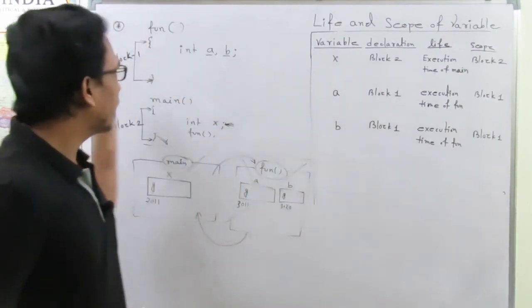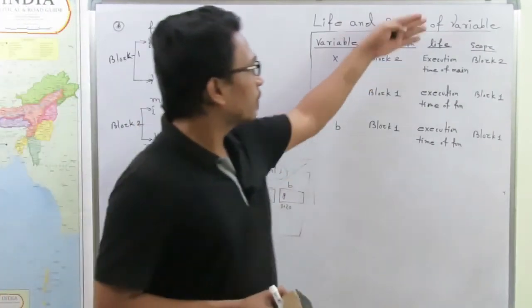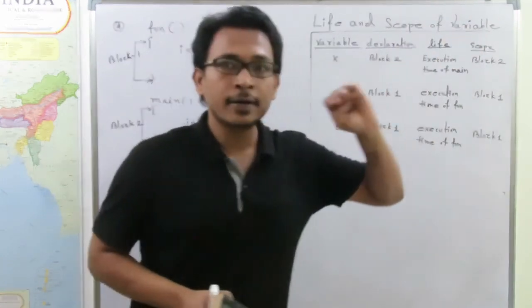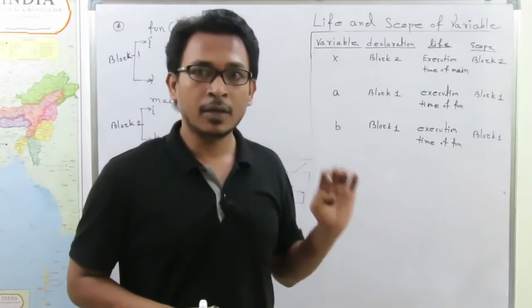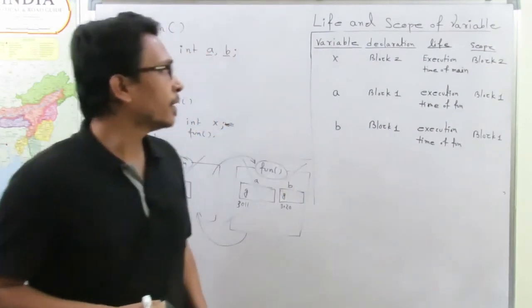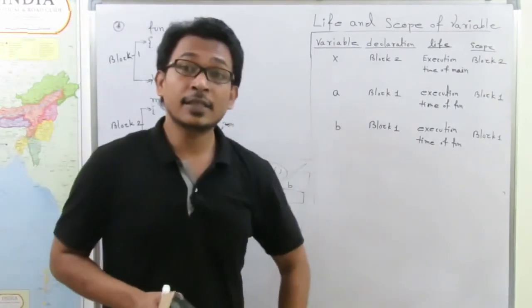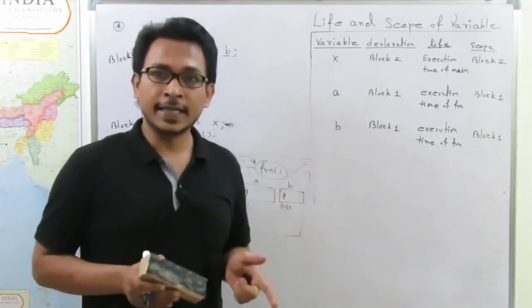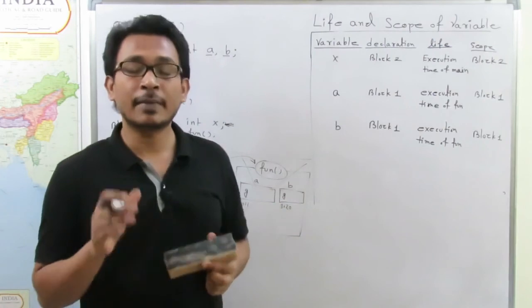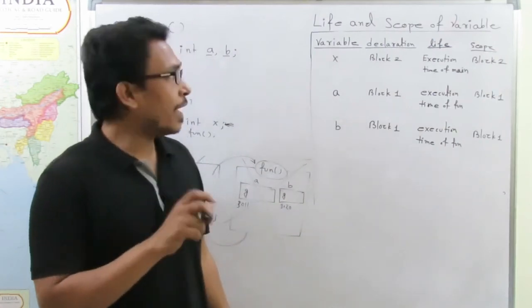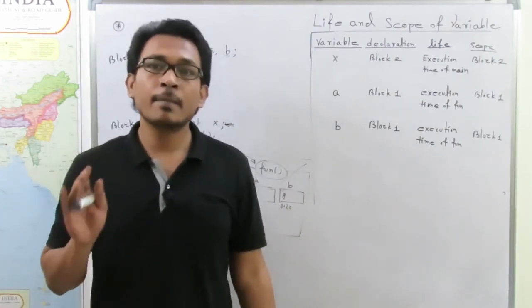So hope you understood the concept of how life and scope are defined. Look, in this particular example, both life and scope are the same block for each and every variable, but this may not be the scenario in every case. So we will see some examples where the life and scope will be different.